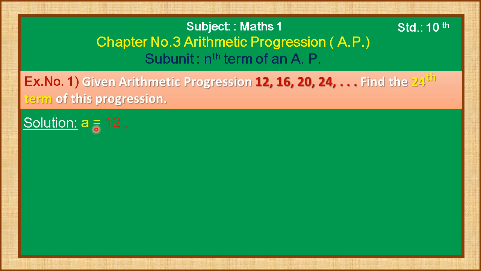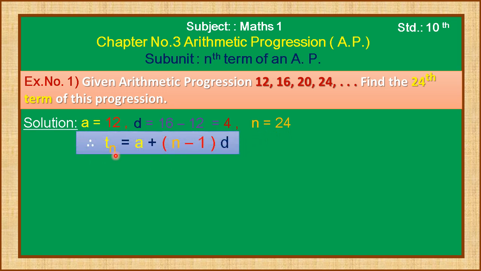Here the value of A is equal to 12. The first term of the AP is 12. A is equal to 12. For D, the difference between two consecutive terms, you can take 16 minus 12, 20 minus 16, or 24 minus 20. So 16 minus 12 is equal to 4. That is the value of D. The value of N is equal to 24. This value you have to take from the number before the word TH. See here, before the word TH there is the number 24. So this is the value of N. N is equal to 24.